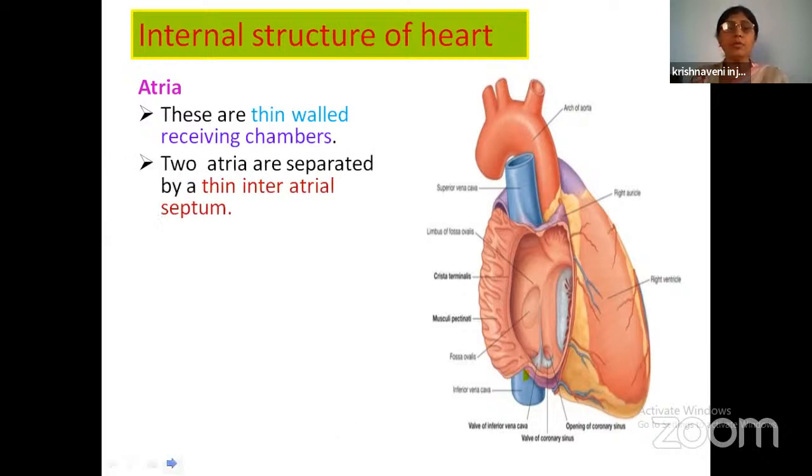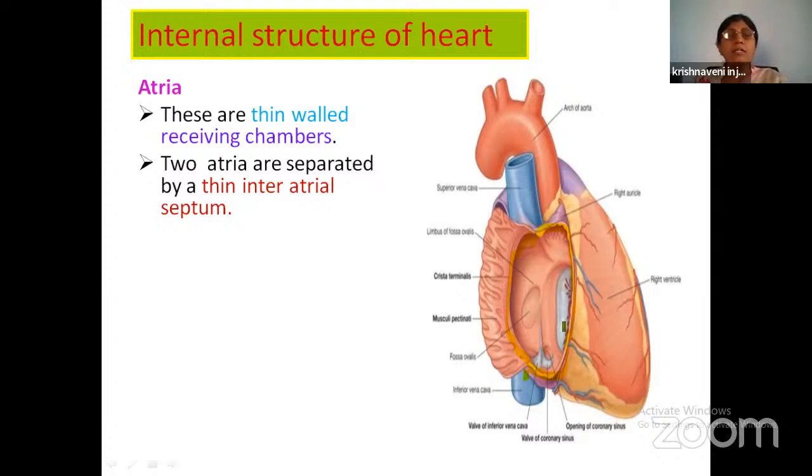In this diagram, you are able to watch only one atrium. That is particularly the right atrium. See here, from here to here. This is the right atrium. The left one is on the other side. If it were a 3D diagram, you would be able to watch it, but it is 2D. That's why this is the right atrium. Yes, these are thin walled receiving chambers.